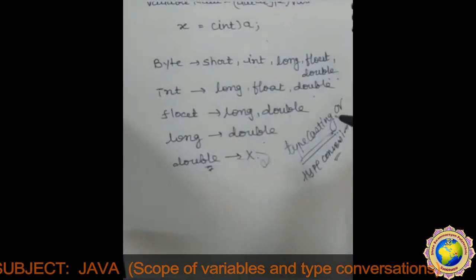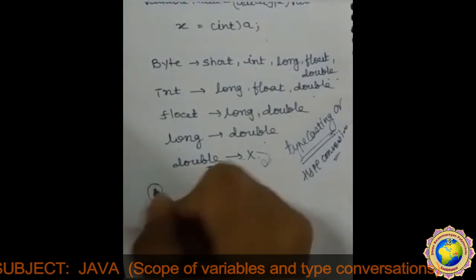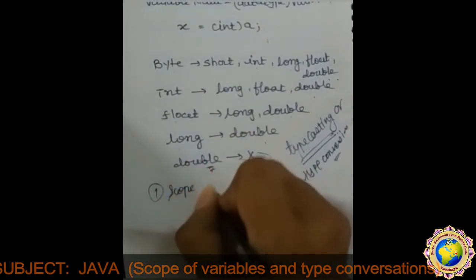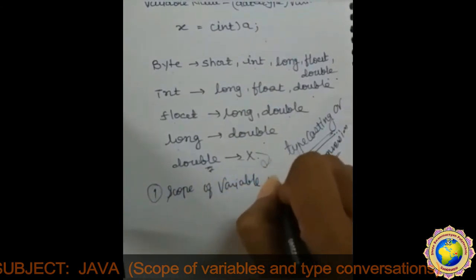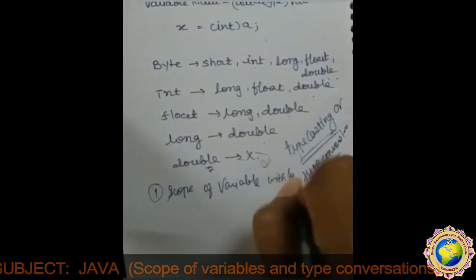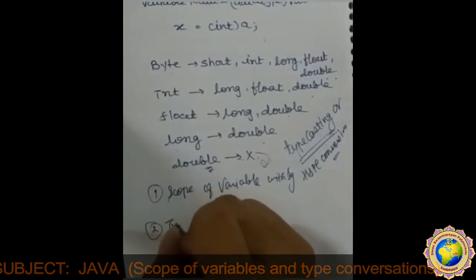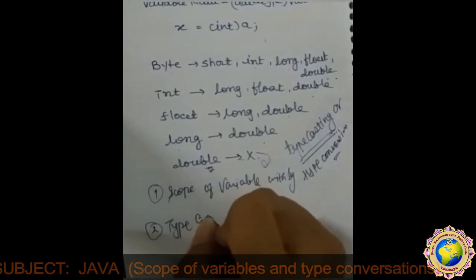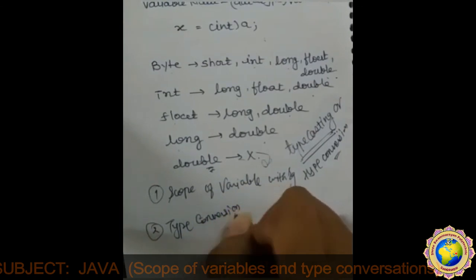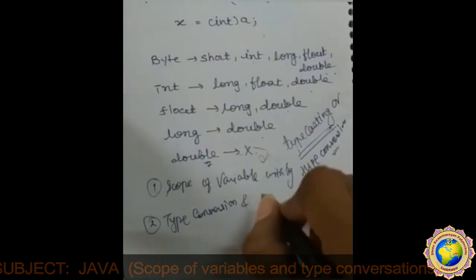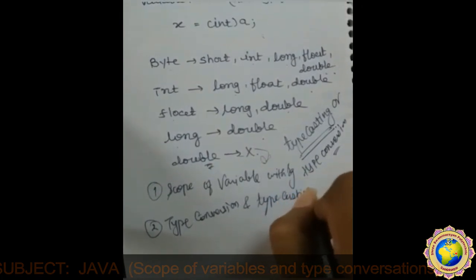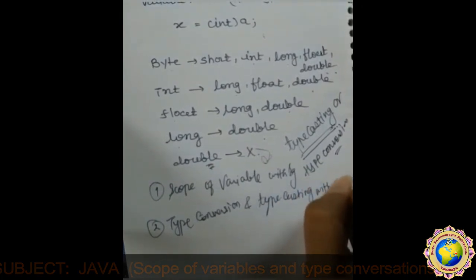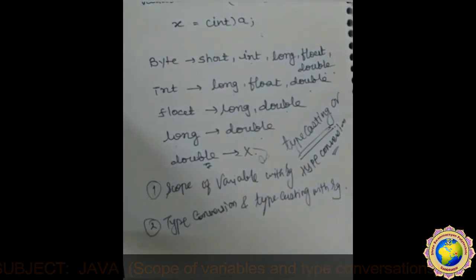So today's questions: first, explain the scope of variable with example, and second, type conversion and typecasting with example. So this is all about typecasting.